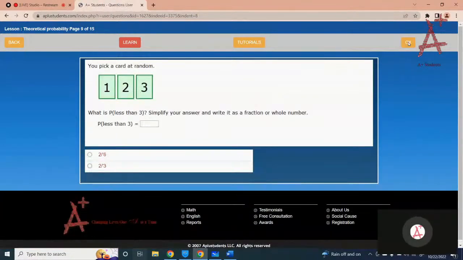Okay, you pick a card. What is the probability of getting less than 3? So the numbers on the card are 1, 2 and 3. So which numbers are less than 3? Two numbers, 1 and 2. Got it? So the probability of getting number less than 3 is 2 over 3. Got it?